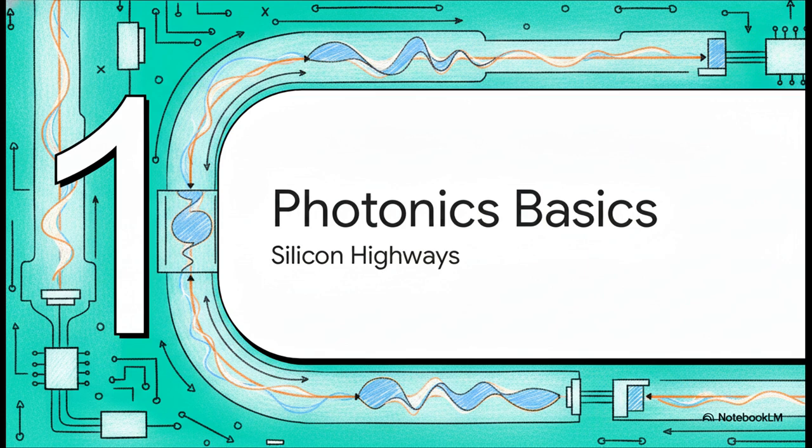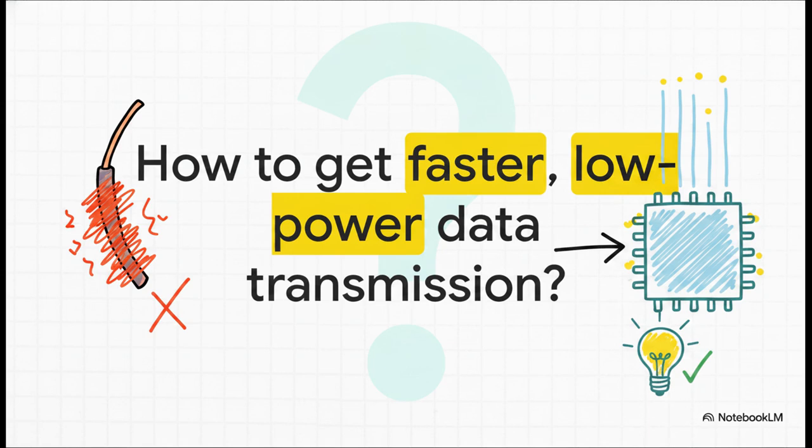Section 1, Silicon Photonics Basics. So the core question driving modern tech right now is this. How do we make data transmission exponentially faster while somehow consuming less power? You see, traditional electronics are basically hitting a physical brick wall. Pushing electrons through copper at massive scales generates just way too much heat. And that is exactly why the entire industry has aggressively shifted toward optical chips.